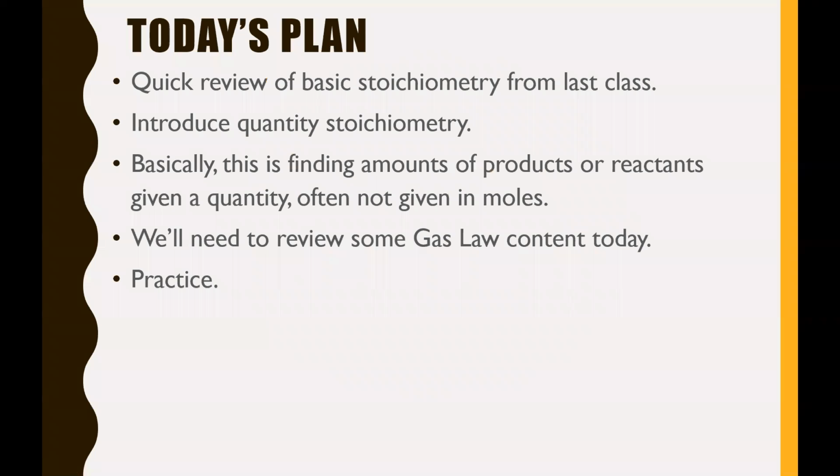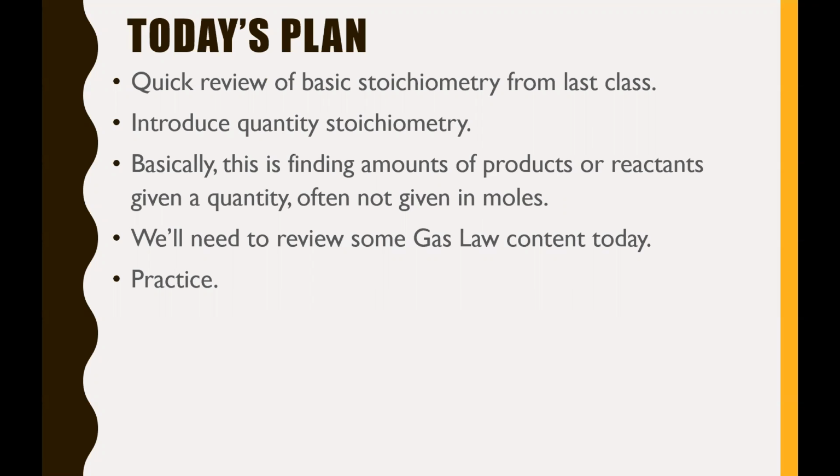Let's get rolling. So we're going to start with a quick review of basic stoichiometry from last class. In other words, just predicting moles like we did yesterday. Then we're going to introduce quantity stoichiometry. Like I mentioned, this is basically finding amounts of products or reactants given a quantity, often not given in moles. So in other words, if I say how many grams of this was produced, that's what you'll be looking for here.